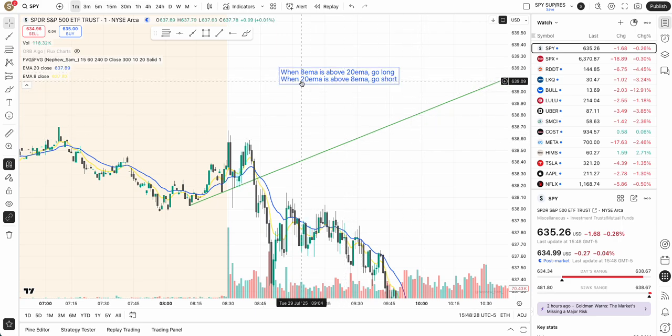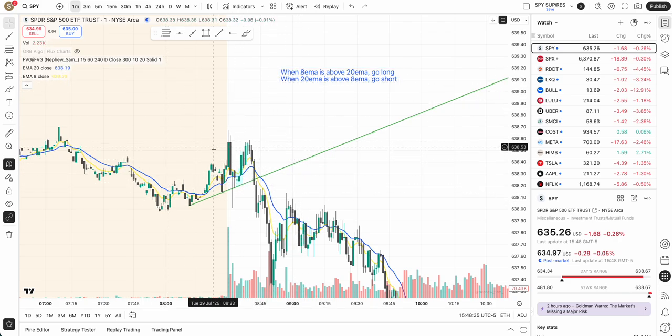Okay, does everyone understand this? Put a 1 in the chat if you understand this. The 8 EMA is yellow, the 20 is blue. So when yellow is above blue, you go long. When blue is above yellow, you go short.